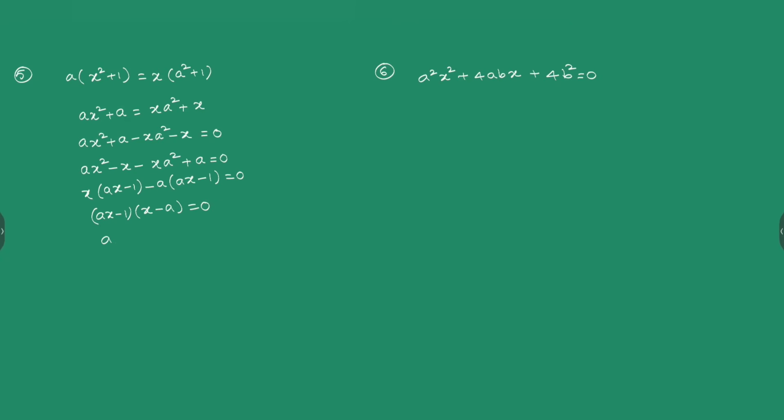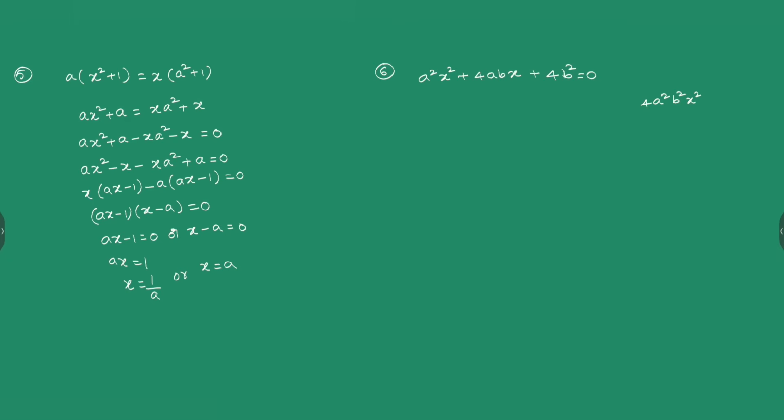So what it is, ax minus 1 is equal to 0 or x minus a is equal to 0. So ax is equal to 1, so x is equal to 1 by a, or x is equal to a. So these are the roots here. And here also we are getting 4a square b square. After multiplication we get 4a square b square x square.